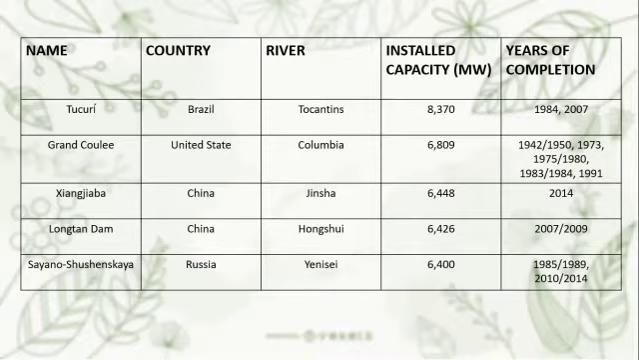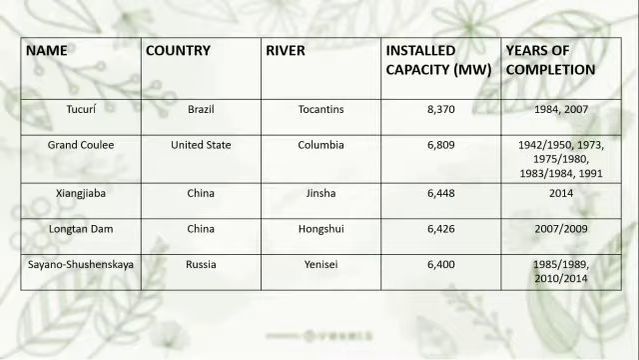Next is Longtan Dam. And sa China din yung country niya. And yung river niya is Hongshui. And ang installed capacity niya is 6,426. And yung years of completion niya is 2007 or 2009.